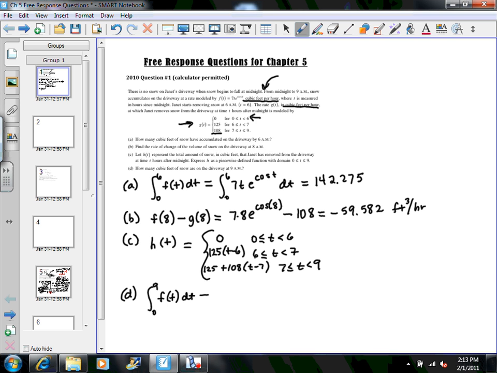So then you subtract out how much she removed. Well, how much she removed is what you found in C. So that'd be H of 9. Okay, so we can find those two things. So you can integrate to find between 0 and 9. You can go ahead and do that now.